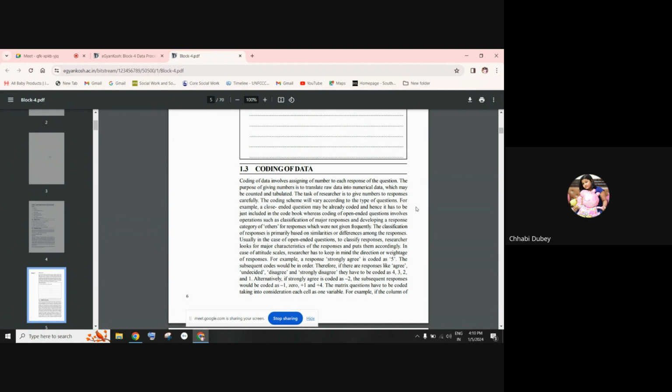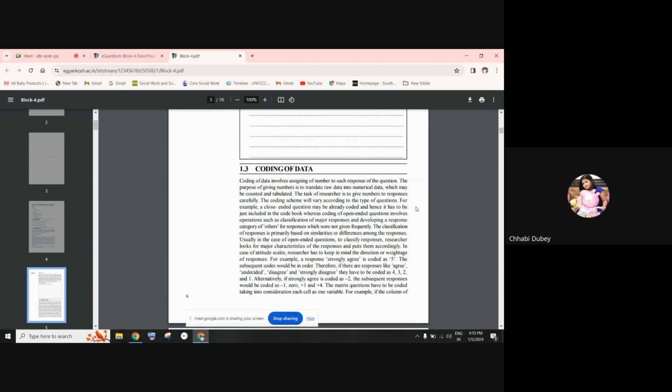So we will have to see how similar the responses are, or how different the responses are. Usually, in the case of open-ended questions, in order to classify responses, researchers have to look for major characteristics of the responses, and depending on the characteristic, we have to put them accordingly.